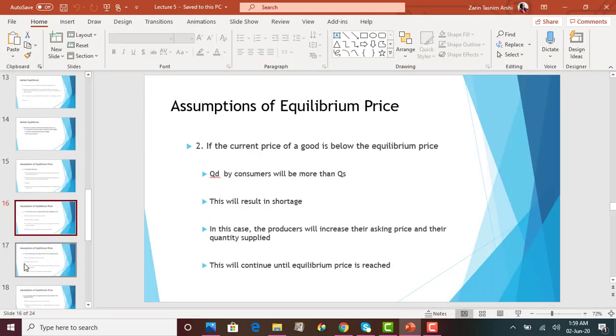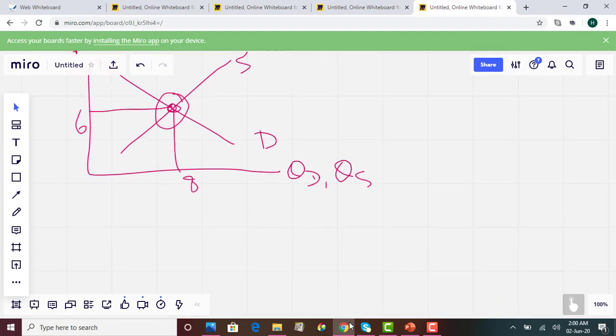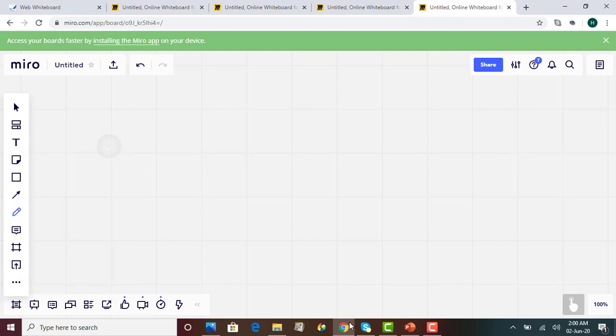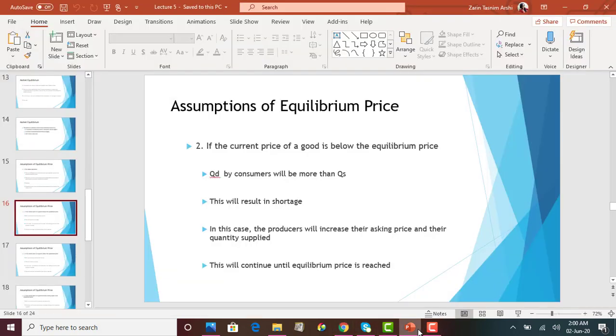Okay, so moving on. If the current price of a good is below the equilibrium price, that means the quantity demanded by consumers will be more than the quantity supplied. Let's look at it in terms of the graph. Let's say we have a demand and supply curve. This is the demand curve, this is the supply curve. On the y-axis we have price, and on the x-axis we have quantity demanded and quantity supplied. So in this slide we are saying, what if the current price of a good is below the equilibrium price.